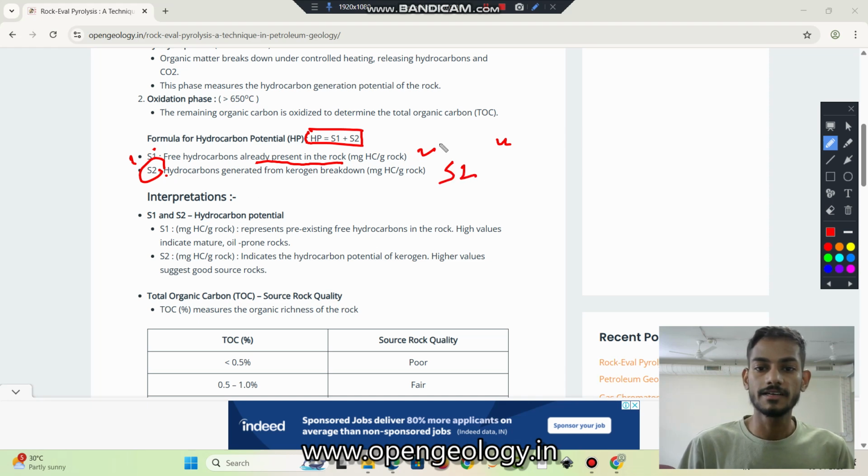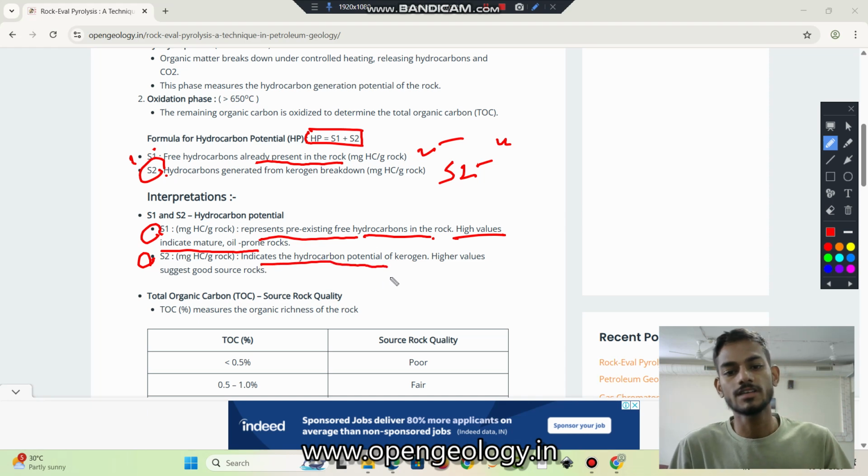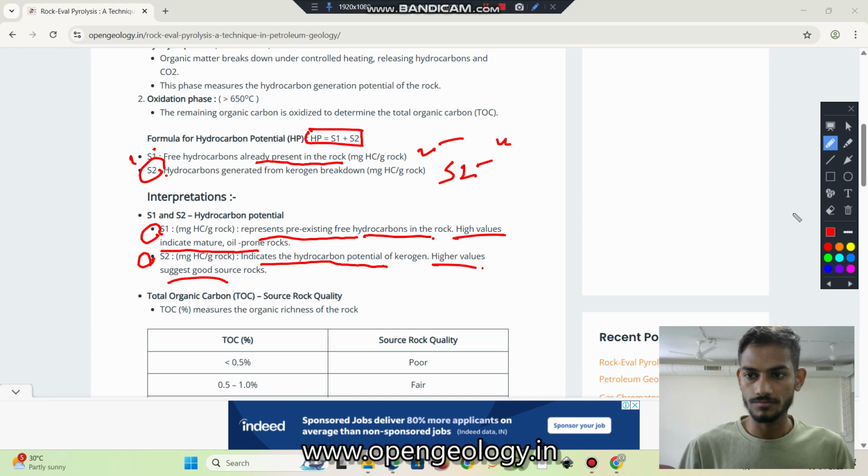Then how do we interpret these S1 and S2? S1 represents the pre-existing free hydrocarbons in the rock, and its value indicates the maturity and oil-prone areas. S2 indicates the hydrocarbon potential of kerogen, how much hydrocarbon can be generated, and if the value of S2 is higher, it suggests a good source rock.